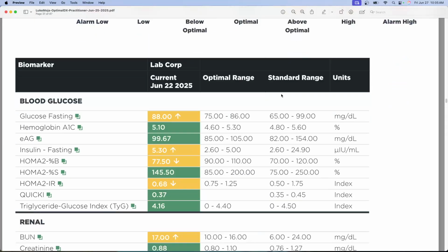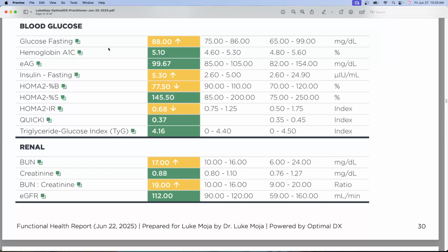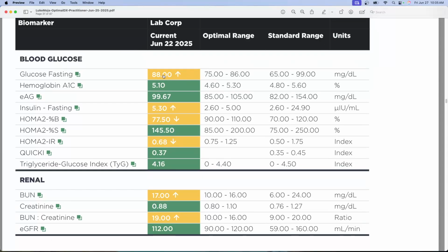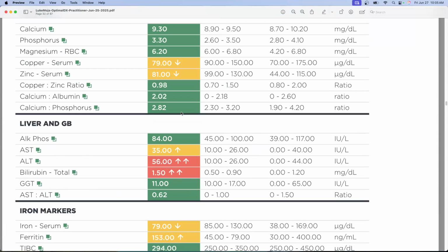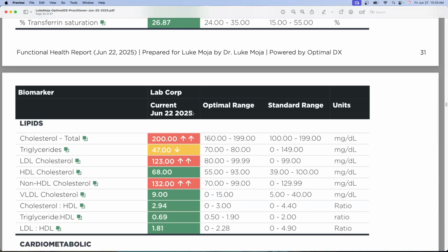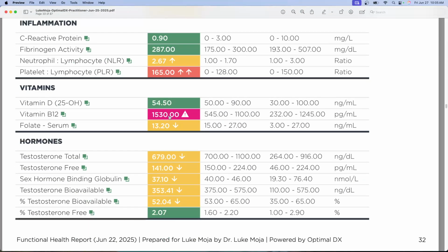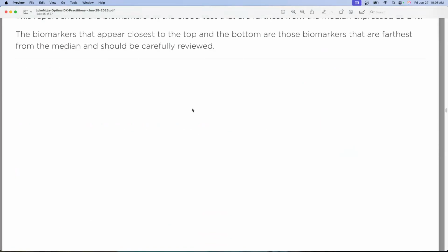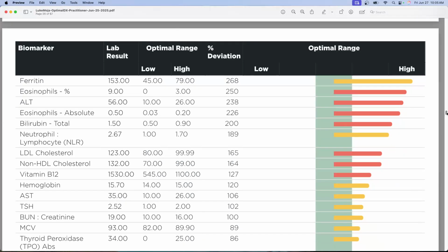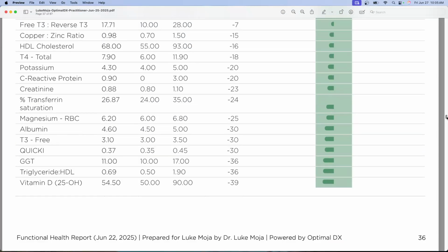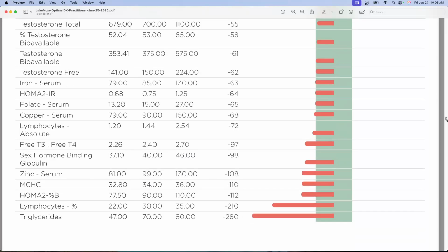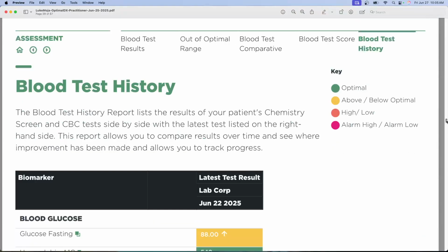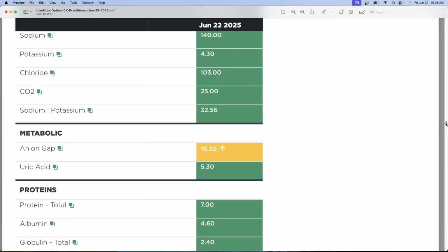Okay, and so this has comparative ranges too, so you can see it goes through everything. Yellow would be above or below optimal, green is in the optimal range, red would be outside the normal lab range, and you can see the alarm one here in kind of that purplish color. So there's a full breakdown for you like that. It'll also compare if you have previous tests that we've run in Optimal DX. It'll compare them side by side, give you some standard deviations on those numbers, and show what's farthest out of the standard deviation, everything.